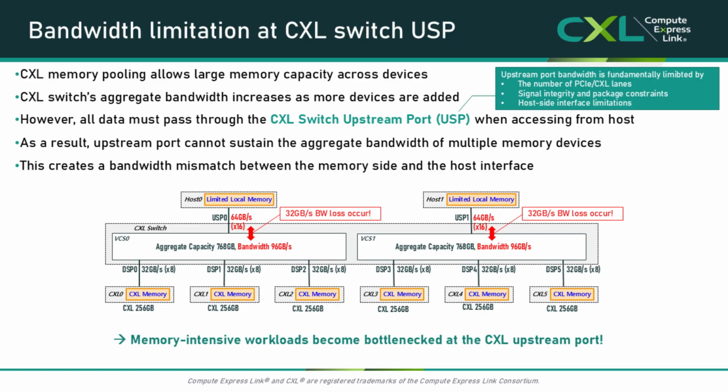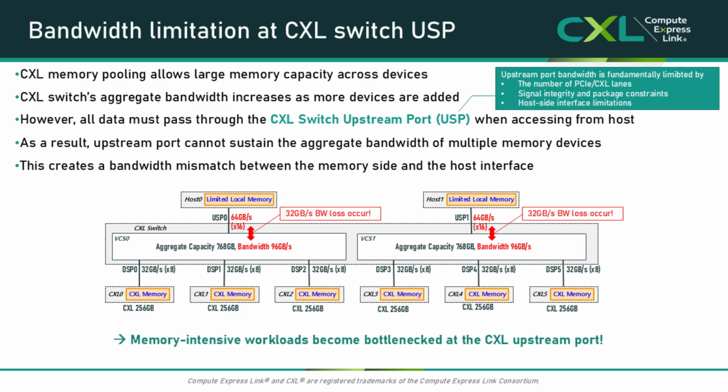So CXL memory pooling is a powerful technology. It allows us to connect many memory devices through a switch. And as we add more devices, the aggregate memory bandwidth also increases. So this is one of the key strengths of CXL systems. Let me explain with the example on this slide.